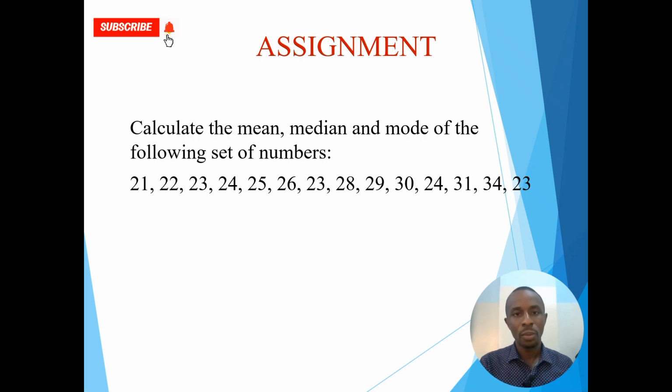So I'm giving you this assignment to do. Next class, we are going to take the solution. Calculate the mean, median, and mode of the following set of numbers, 21, 22, 23, in that order. So just use the same method, the same formula to get the mean, the median, and the mode.